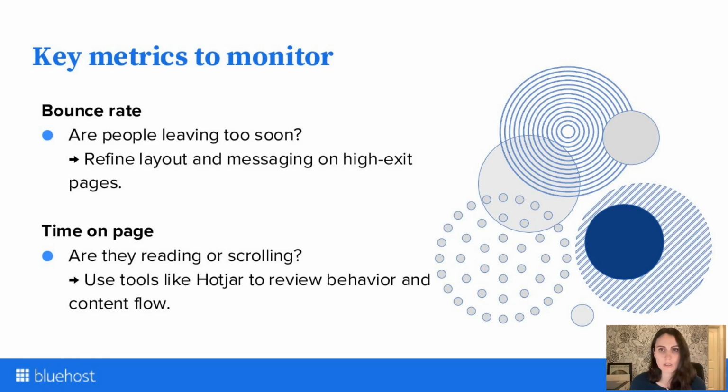The time on page helps you know whether people are engaging with your content or skimming and leaving. You can use heat maps. You can use things like Hotjar or other session recordings to dig deeper into that behavior and that user flow.